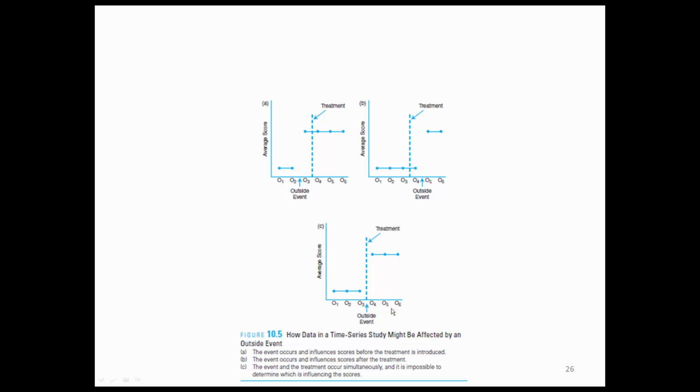But sometimes the outside event happens exactly the same day or the same time your treatment starts, and as a result you don't know if the change in score is due to your treatment or due to the outside event. And even more important is that most of the time, when you see a change, you don't know if you're dealing with this situation or this situation or this situation. That's the big problem with single subject design. But don't worry, there are ways that we can deal with this.